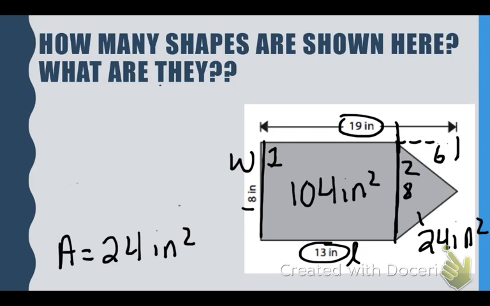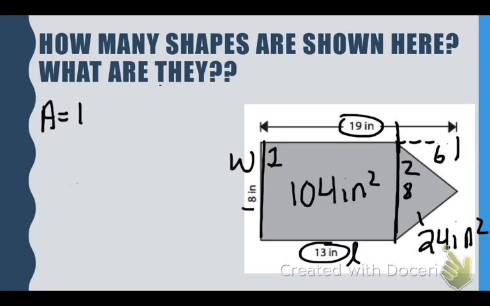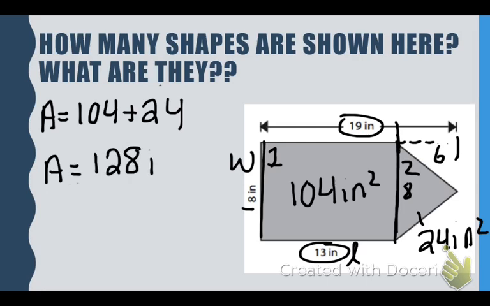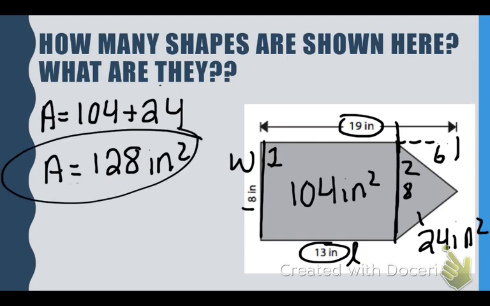So the last thing I need to do is just combine them because they're combined into one shape. So the full area is going to be 104 plus 24, which is going to give me the area equals 128 inches squared. And that is my final answer.